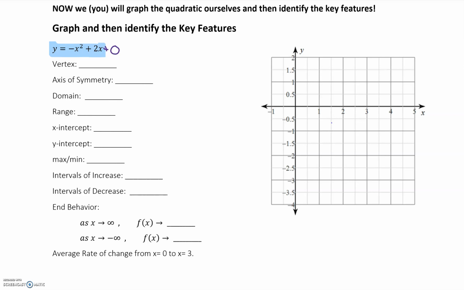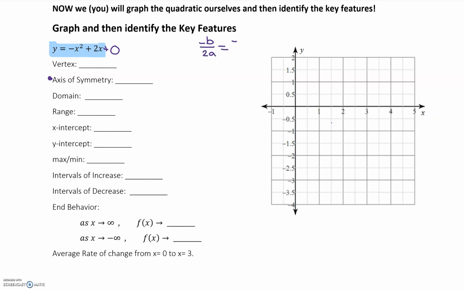If we are going to graph a standard form of quadratic, then the best place to start is to find your axis of symmetry. So this is where I would start first. This is going to tell me where the middle of this graph is. It's going to tell me where the symmetry falls on this graph. And to find that, remember, we're going to do negative b over 2a.